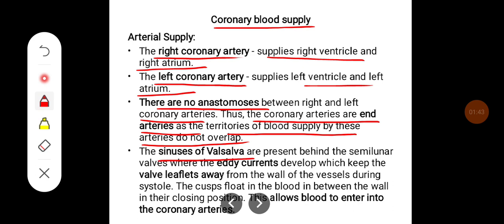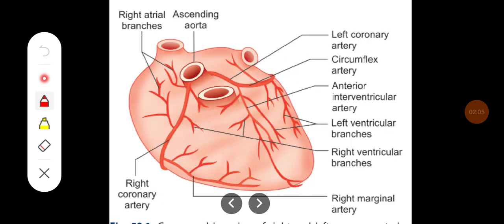The sinuses of Valsalva are present behind the semilunar valves, where eddy currents develop, which keep the valve leaflets away from the wall of the vessels during systole. The cusps float in the blood between the wall in their closing positions. This allows the blood to enter into the coronary arteries.